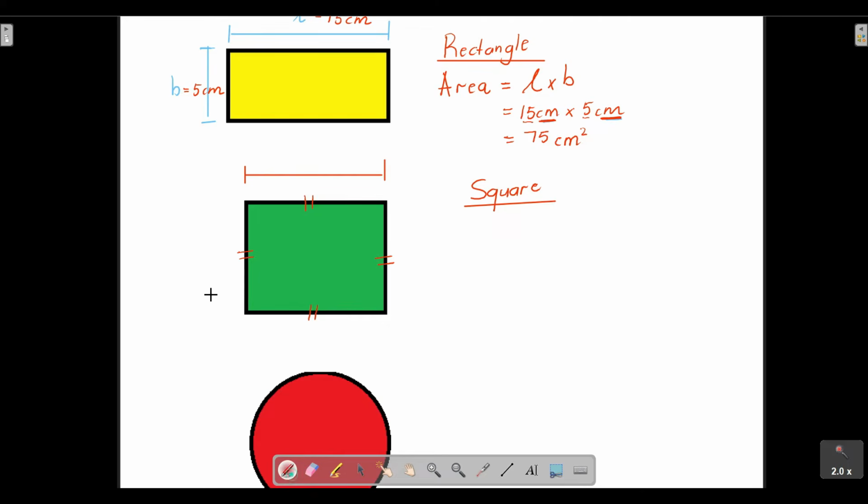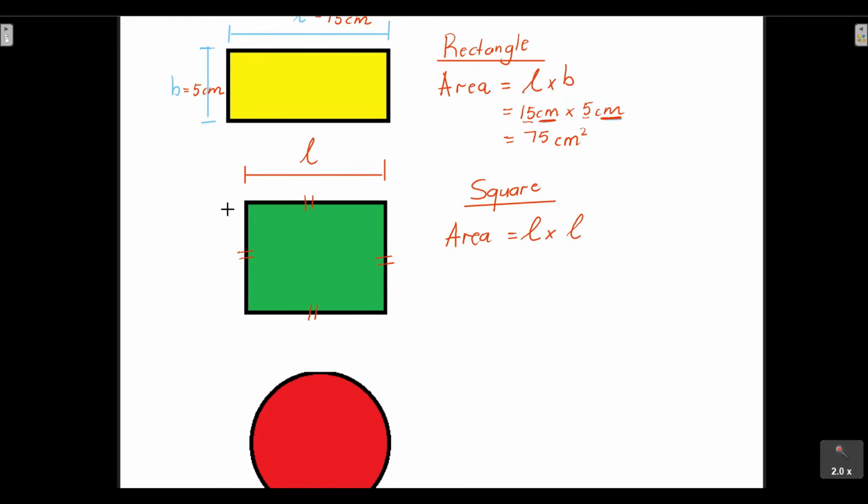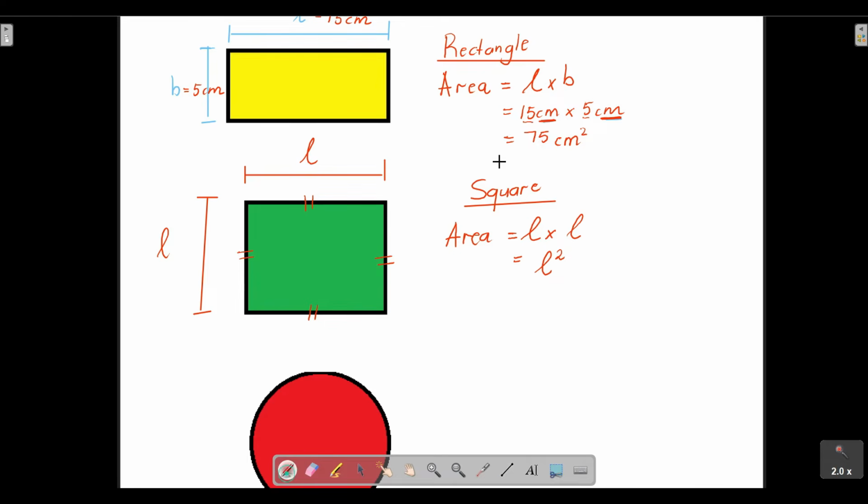We know that all sides of our square are equal, right? If we want to calculate the area of our square, we just say area is equal to length times length, because that is also the length there, since all sides are equal. And we can write that in a simpler form, and that is length squared. So the formula we use to calculate the area of a square is equal to length squared.